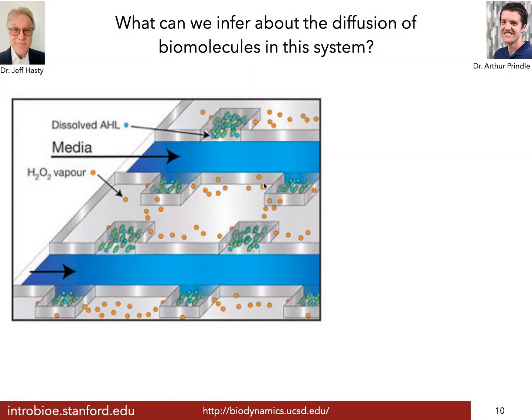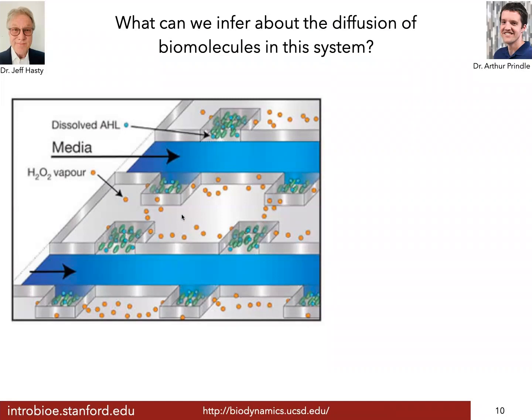And there's all these different pixels all over the place in this regular grid, each with their own cells. And then they're showing us that there's a blue or cyan-colored molecule, dissolved AHL, and that's the diffusing molecule within the individual pixel that's coordinating the behavior of the cells in that pixel. And then there's another molecule, these orange circles, H2O2, hydrogen peroxide vapor. And that looks to be diffusing or moving across the pixels. So that must be what's coordinating the behavior across the whole array.